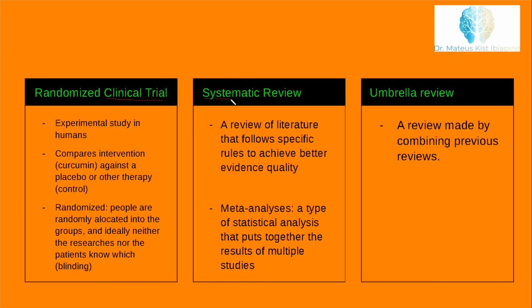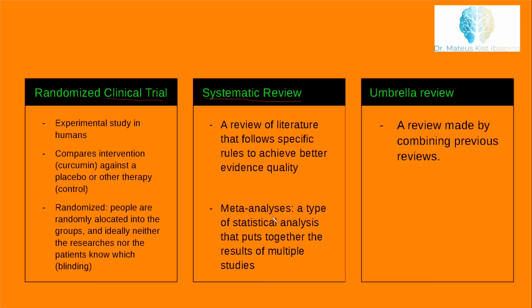Now let's talk about systematic review. A systematic review is a type of a review of literature, but it follows specific rules. It follows these specific rules to achieve a better quality of its information, of the evidence it tries to give.